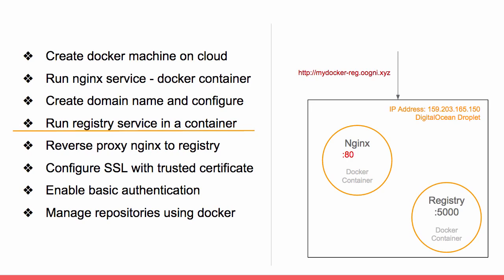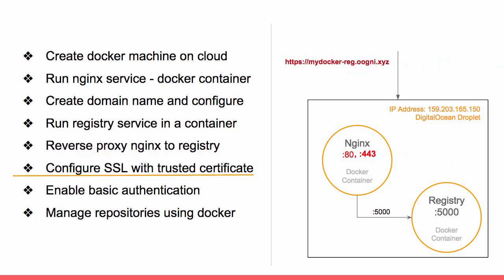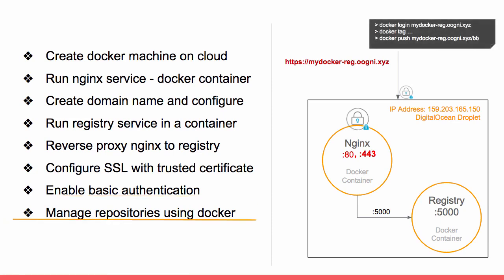Run the registry service on another container on the same host as Nginx, and then have Nginx reverse proxy. Configure SSL on Nginx with a certificate issued by a trusted certificate authority. Enable basic authentication on Nginx so that the private registry is accessed only by authorized users. And the last step is to test and manage repositories on the private registry using commands such as docker push and docker pull to create and access images on the private registry.